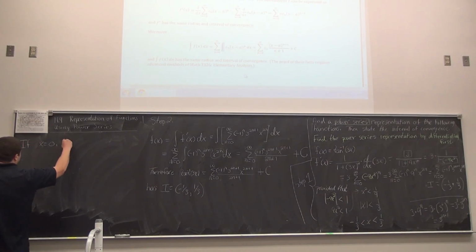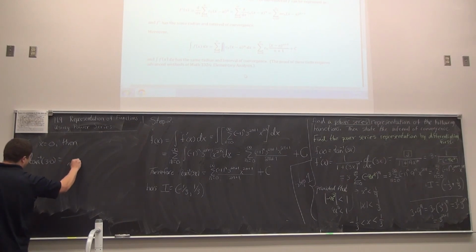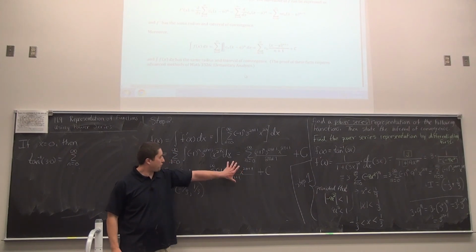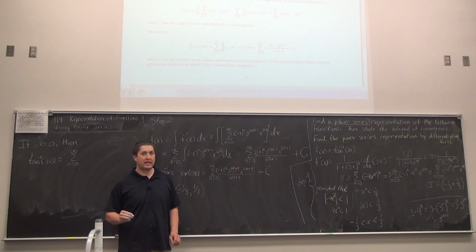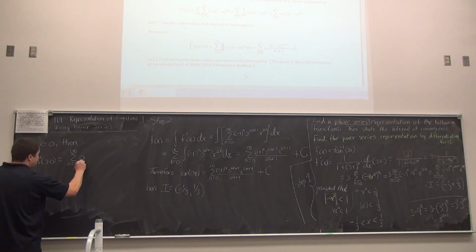x is equal to 0, then the equation becomes tangent inverse of 3 times 0 is equal to the summation as we go from 0 to infinity of, let's look at this carefully, we're putting 0 right here. So the whole thing is just 0. Would you all agree with that? So it's the summation as n goes from 0 to infinity of 0.